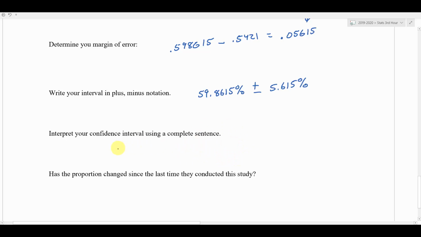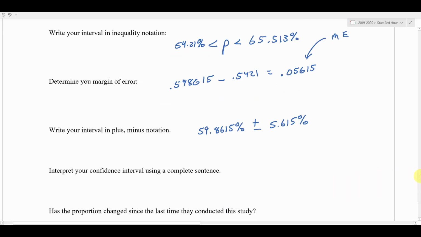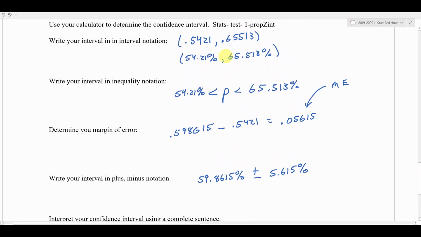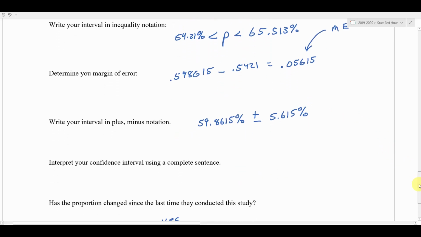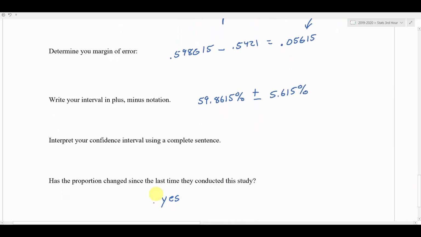All right, and the big question, has the proportion changed? I would definitely say yes, the proportion has changed since the last time they conducted the study. It was at 75% before. They estimated it to be around 75%, and now our confidence interval is telling us it's somewhere in between 54 and 65%. All right, so I would say that the preference for Coke has gone down, and we probably need to do something on the marketing end to get Coke to be more popular again.